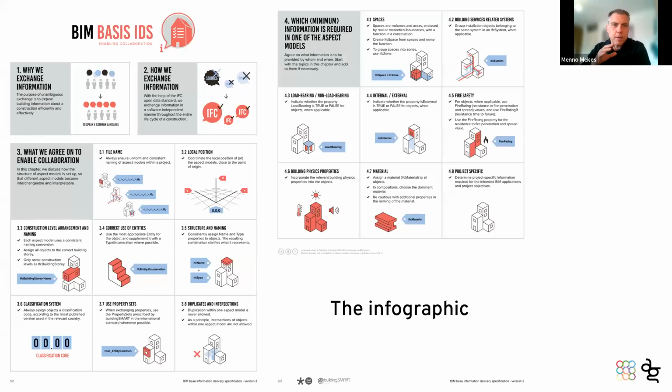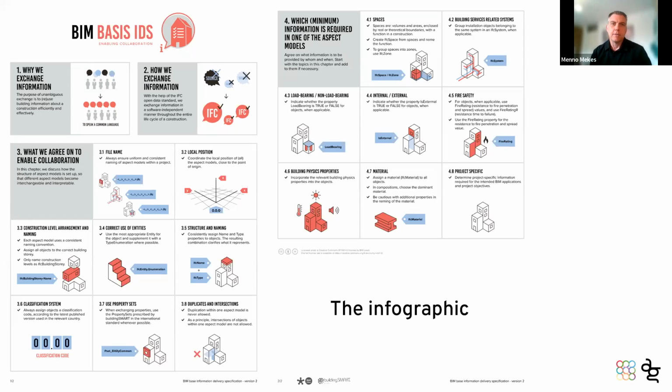So basically, we have a lot of tiles that says what we want to see in our models. And chapter 3 is really about the structure of that model, of every aspect model. So that's very important for everybody. And chapter 4 has some more properties, some more things that we need in at least one of the models. For example, tile 4.1 is about spaces. And spaces, they probably are only in our architectural models. But MEP systems, yeah, they're only in MEP models.